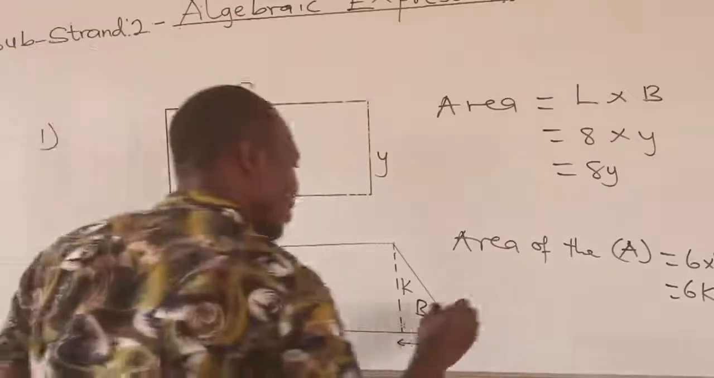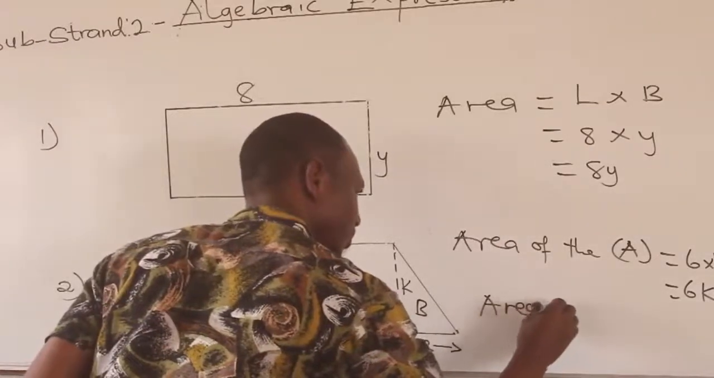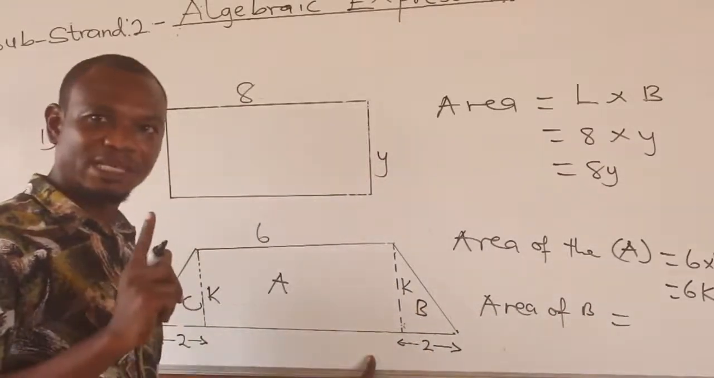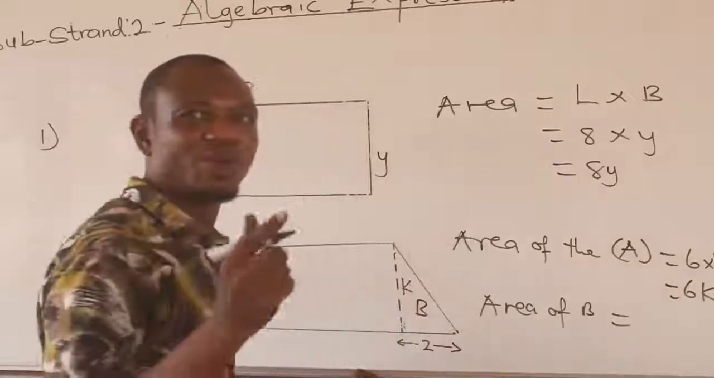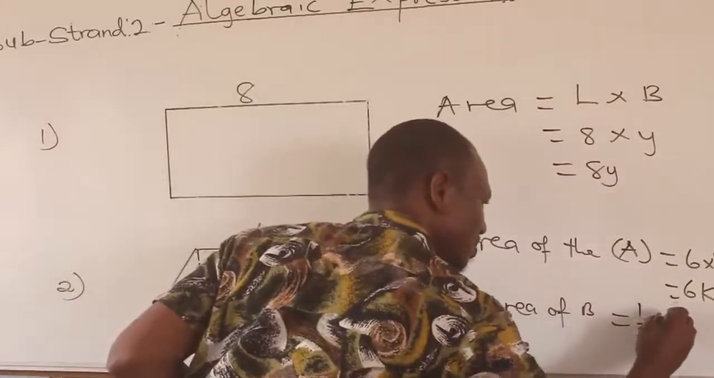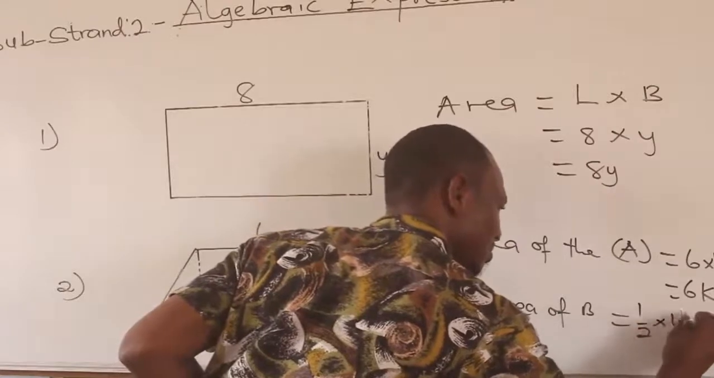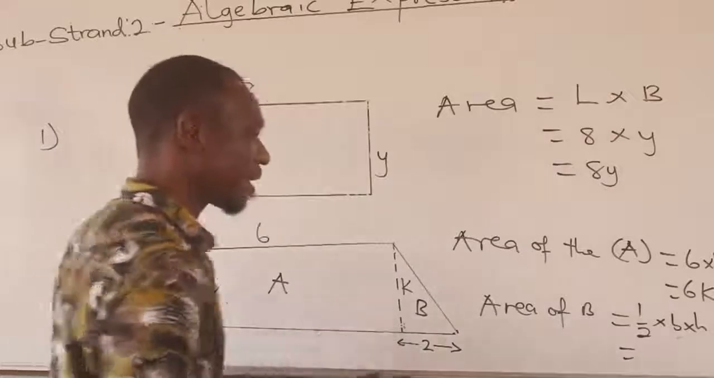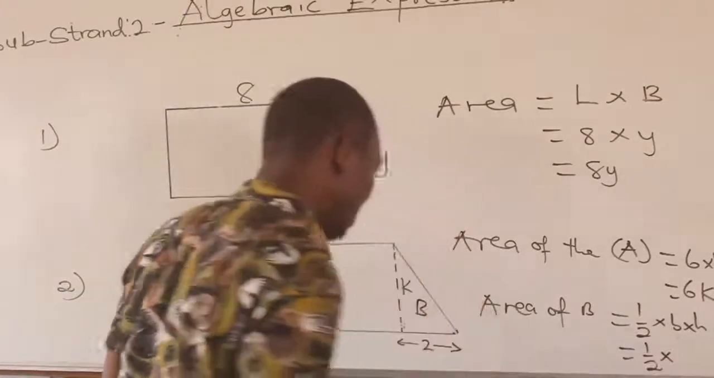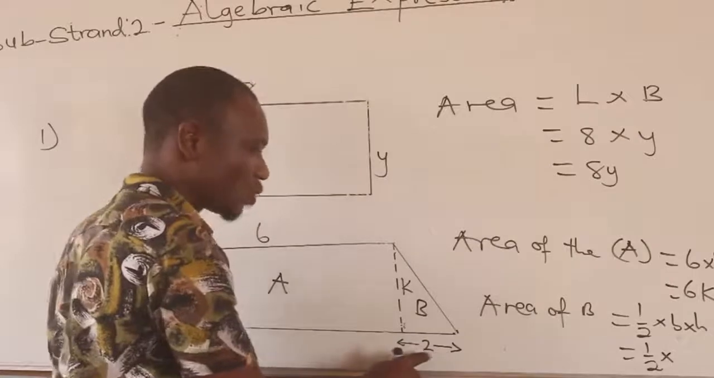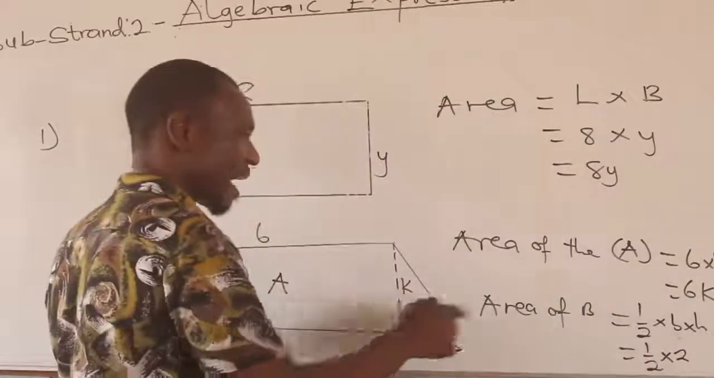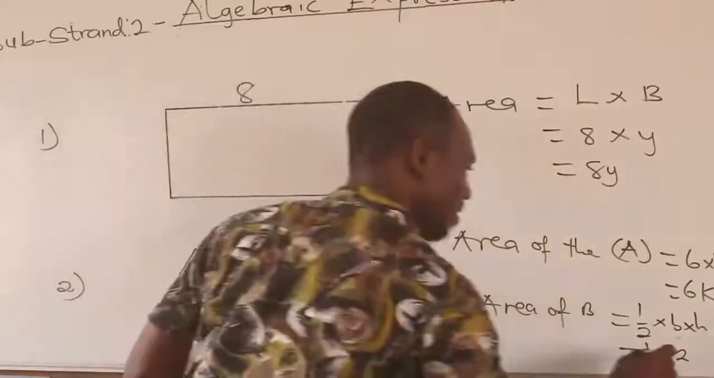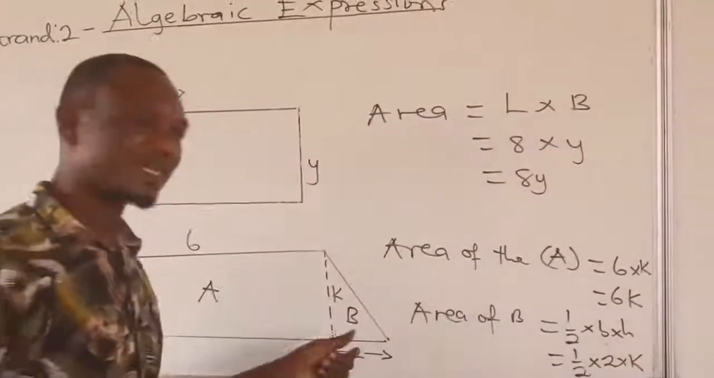Let's look at B, the area of B. You know, B is a triangle. It is not a rectangle, please. We know that the formula of a triangle is half times base times height. Here I wrote it because of the nature of the formula, so we are going to multiply. Half is constant. The base, the down number, is 2, and then the height is K. Height is the longer part of the triangle, which is K.